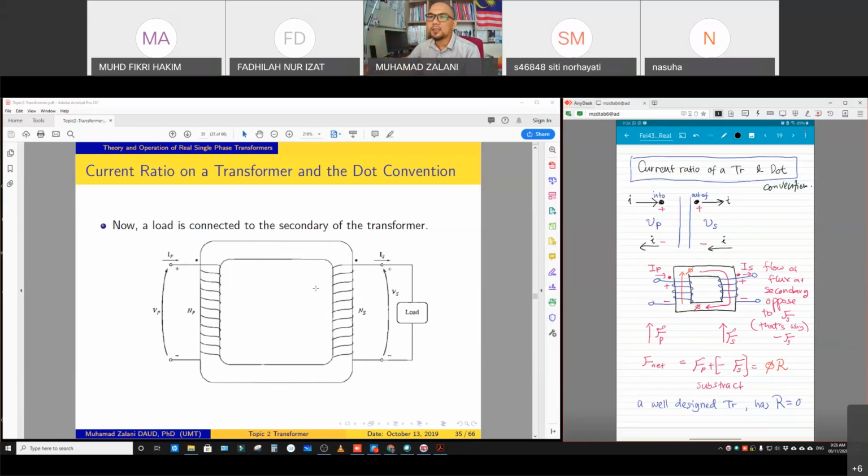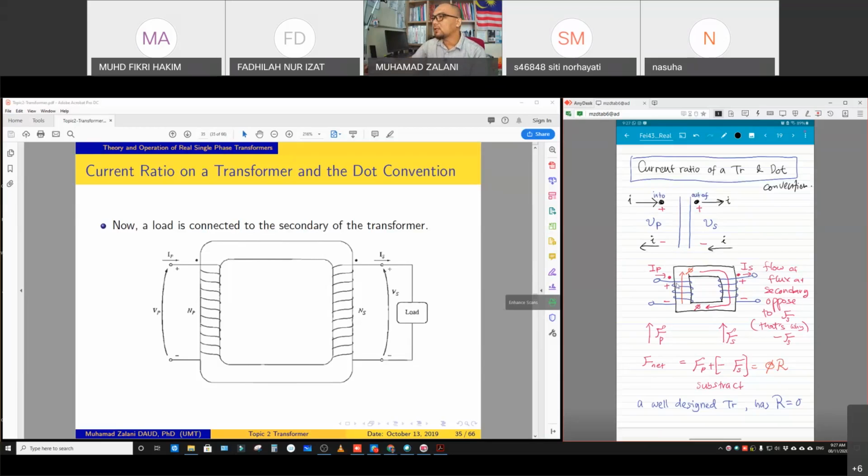Okay, so we use the similar notation to what we have found in the previous lesson related to the ideal transformer. So in real transformer also, we see Vp at the primary side. Okay, we supply by Vp, and then the current will be flowing inside this coil or in these turns, which is the number of turns represented by Np. And current at the primary side is denoted as Ip.